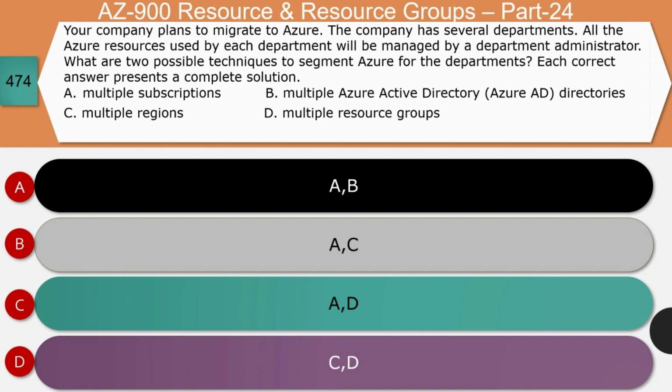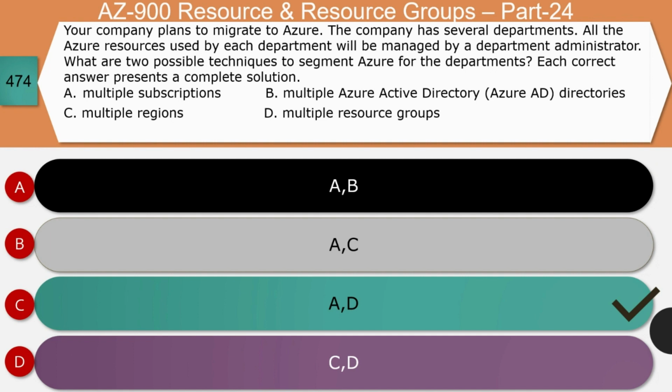Option A, multiple subscription. Option B, multiple Azure Active Directories. Option C, multiple region. Option D, multiple resource group. There are options like A and B, option B, A and C, option C, A and D, option D, C and D. The right answer for this question is option C, that is multiple subscription as well as multiple resource group. Let's see the reason.